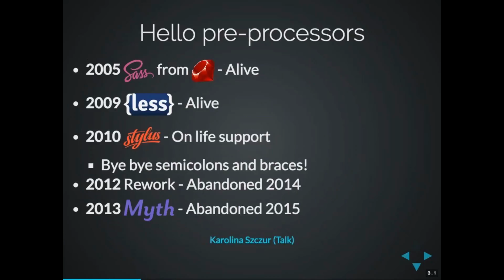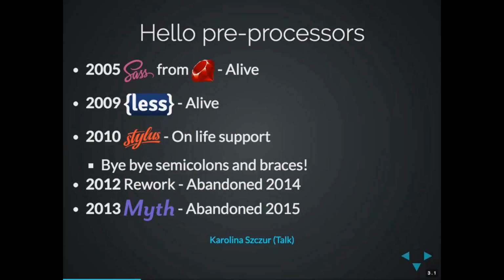So as I said, in 2005, preprocessors came around. Sass came out of the Ruby community and is still going. Less also came four years later. There's another one, Stylus, which was pretty similar. They just got rid of all the semicolons and braces. I don't think there's that much difference. It's still around, but I'd say it's on life support. It's not really being maintained.